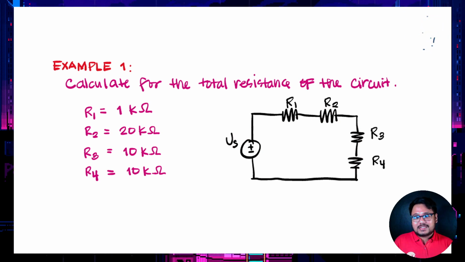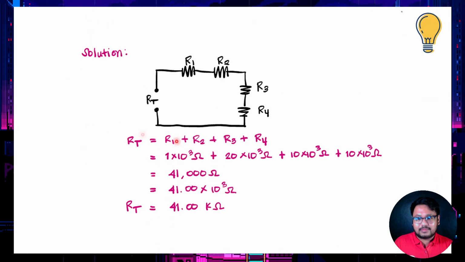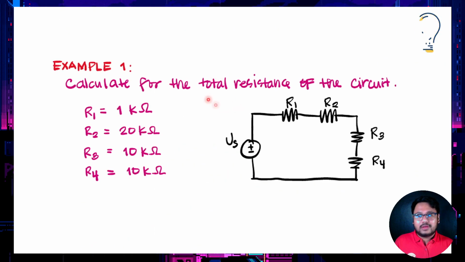So since this is series, we have to open this. So let's open this one. You now have this. So what would be the reading here? The total resistance. That is very easy: R1 plus R2 plus R3 plus R4. And take note, the values of our resistors, R1, R2, R3, and R4, are all in kilo ohms.